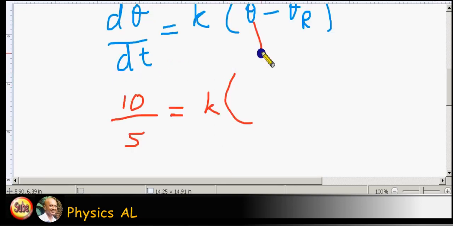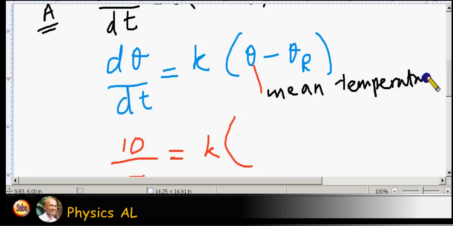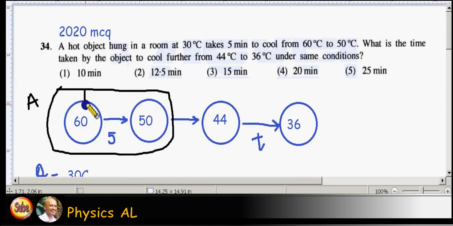What is theta here? You remember, this theta is the mean value. Why? Here theta is not constant. We have to use the mean temperature. Not 60, not 50. It didn't stay at 60, neither at 50. It changes like this. Temperature decreases. Therefore, not 60, not 50. The center value, the mid value, what is that? 55. The mid value is 55.